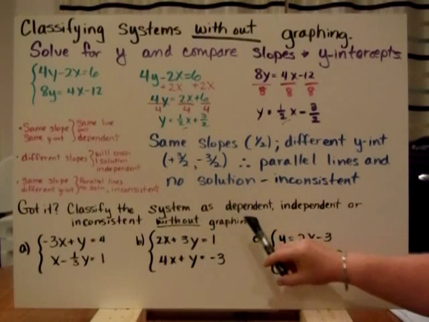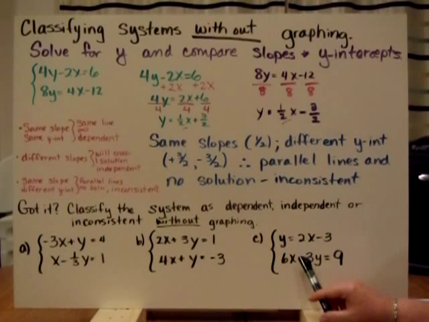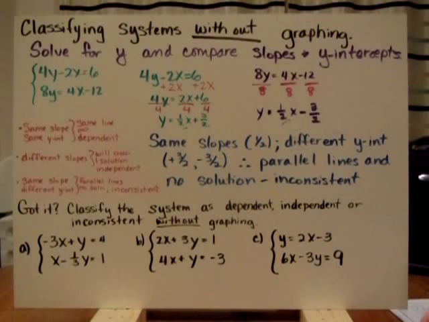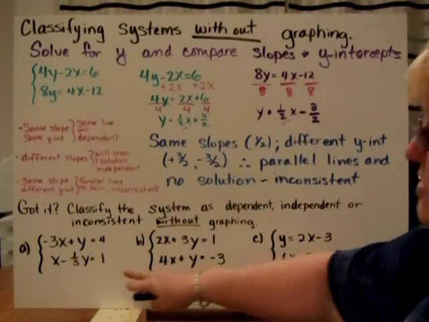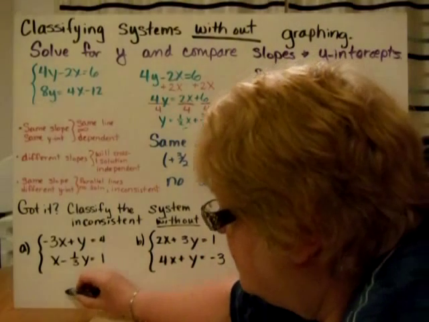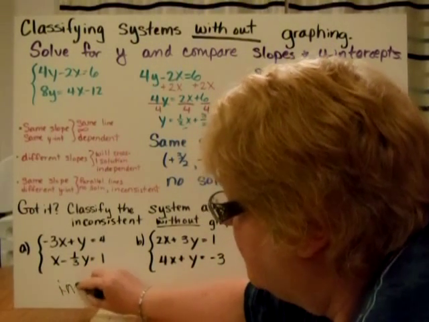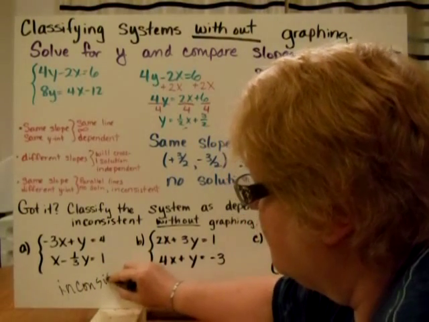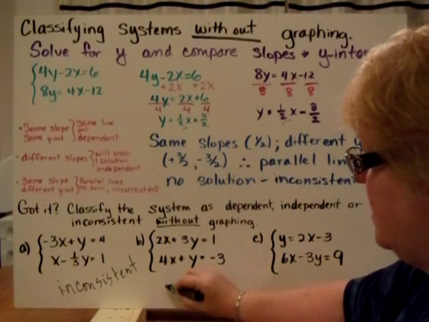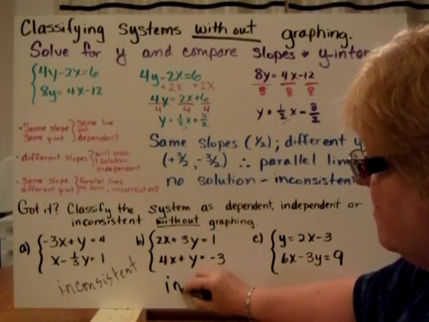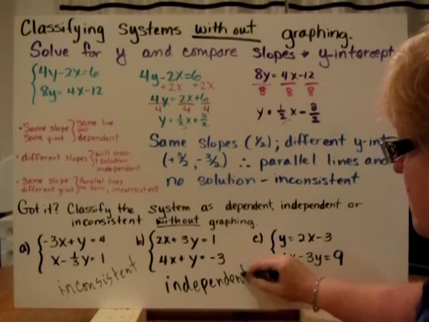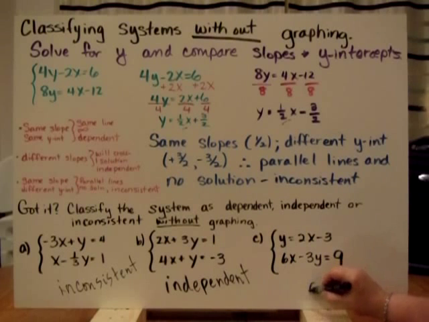So for your Got It, here are 3 systems that they want you to classify as dependent, independent, or inconsistent without graphing. So solve these for y, compare the slopes and the y-intercepts. You will see that this system is inconsistent. This system is independent. And this last system is dependent.